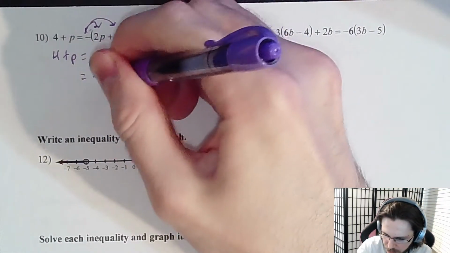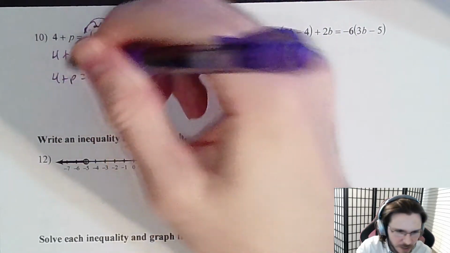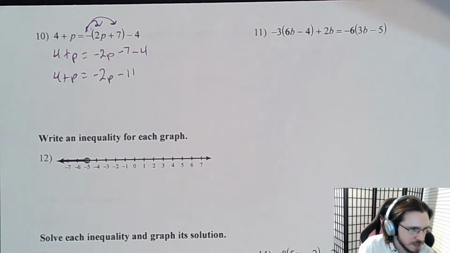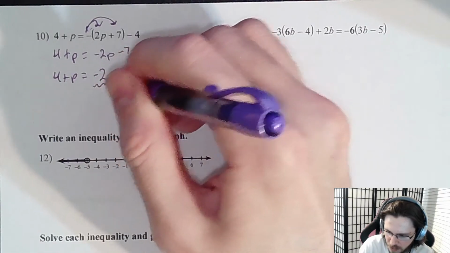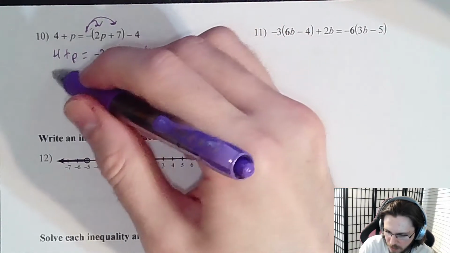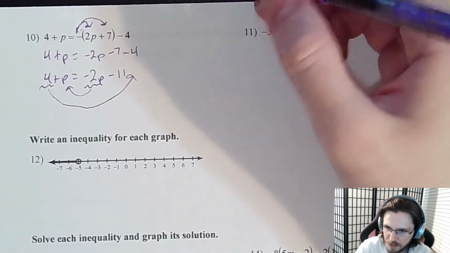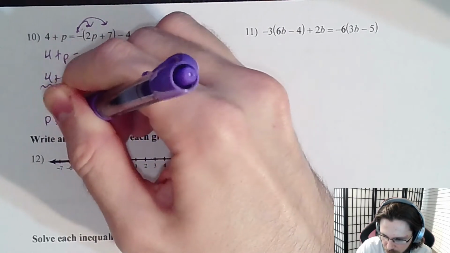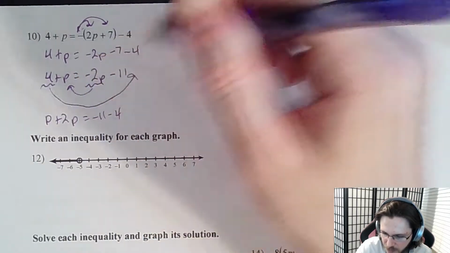Add those like terms. We got -11 over here, 4 plus p over there. And now we need to go ahead and move all of the p's to one side, all of the numbers to the other. So this -2p, this guy I'm going to move over here, and then that 4 right there I'm going to move over yonder. So switching those sides around, we end up with a +2p. So p plus 2p equals -11 minus 4.